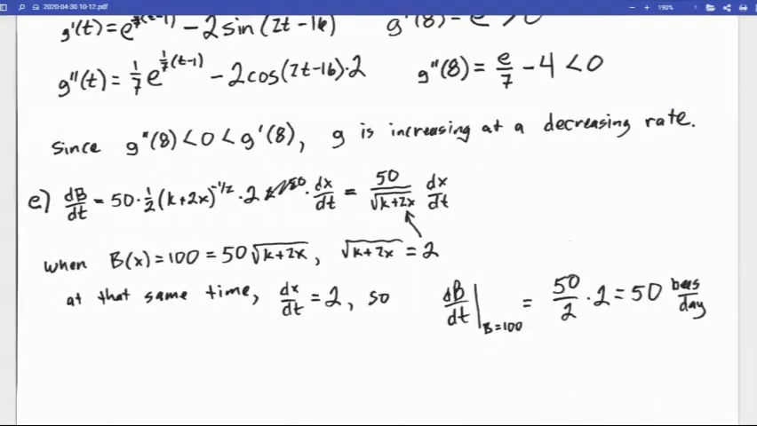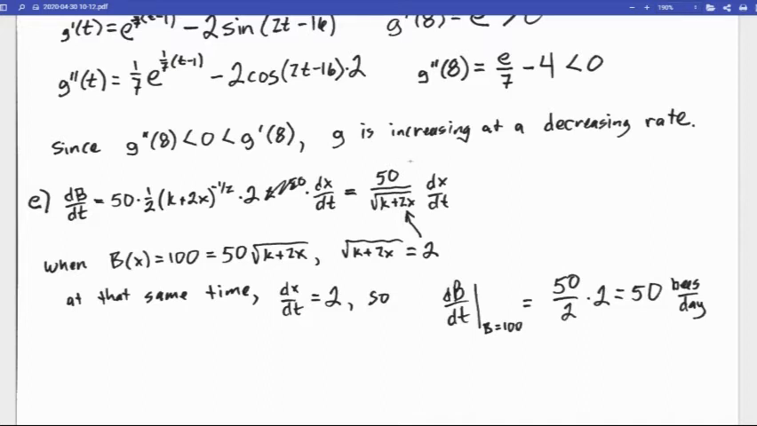Part E, let's see. When I did this one the first time, I started by taking the derivative, and I got something that looked like this. There's chain rule happening here. I'm taking the derivative with respect to time. We're talking about time here. This is, I guess, related rates. It's not very obviously related rates, but it is. We know how fast the temperature is changing. We're trying to find how fast the population is changing.